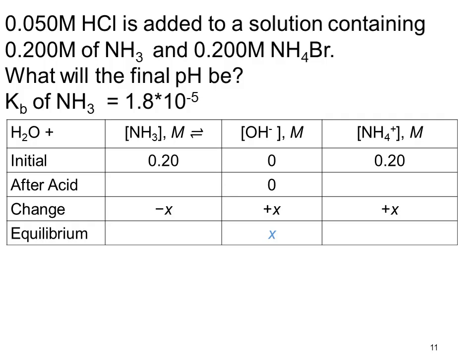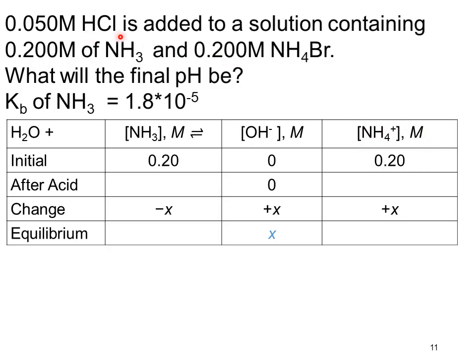All right, let's change this up. I started the work here a little bit, but we are now looking at a basic buffer. So we have some base, we have some conjugate acid salt. Again, the Br minus isn't going to do anything, and so that 0.2 molar NH4Br just becomes our conjugate acid, right?